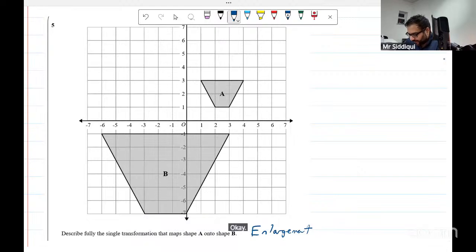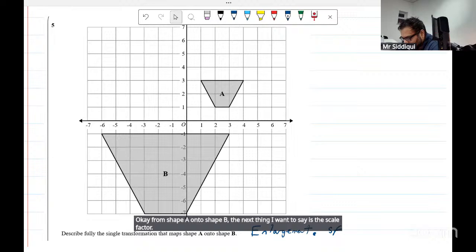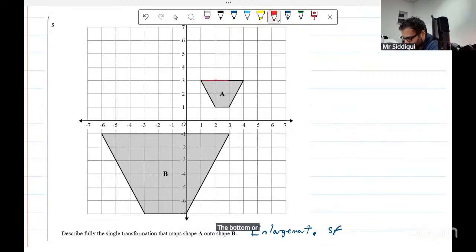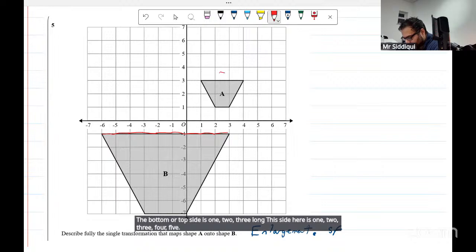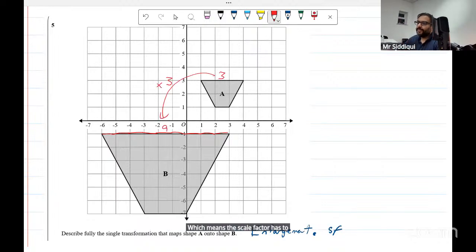From shape A onto shape B. The next thing I want to say is the scale factor. The easiest way to do the scale factor is just count. So this bottom or top side is 1, 2, 3 long. This side here is 1, 2, 3, 4, 5, 6, 7, 8, 9 long. So that was 3, that was 9, which means the scale factor has to be 3 because it's tripled in size. So your scale factor is 3.